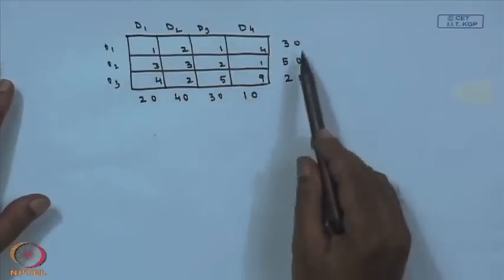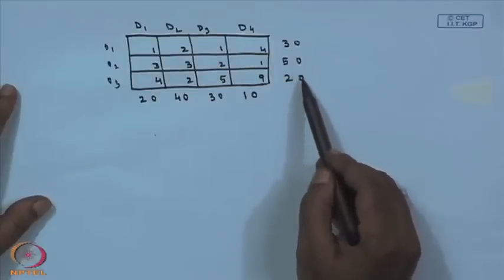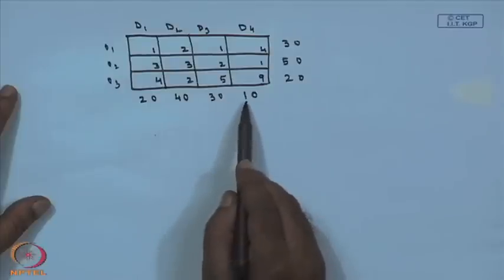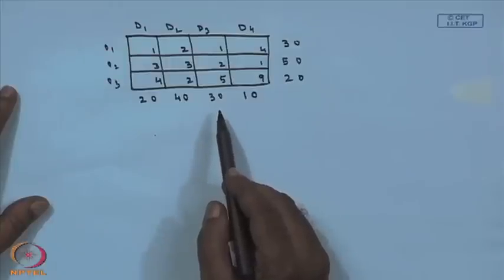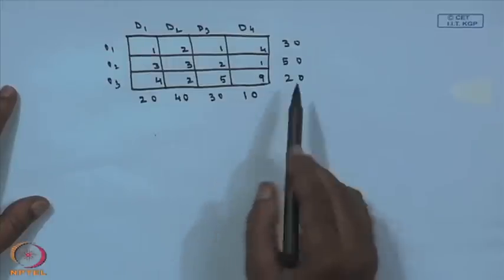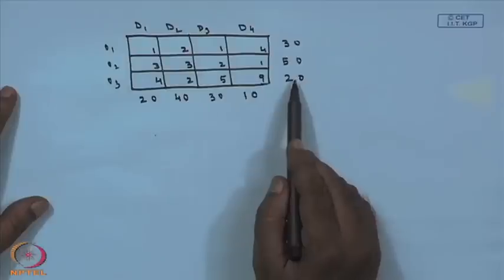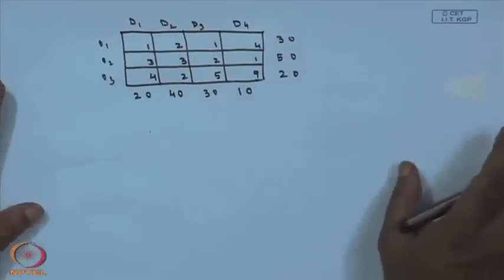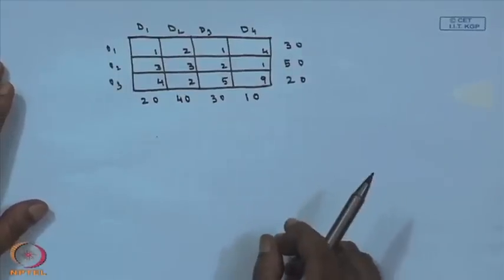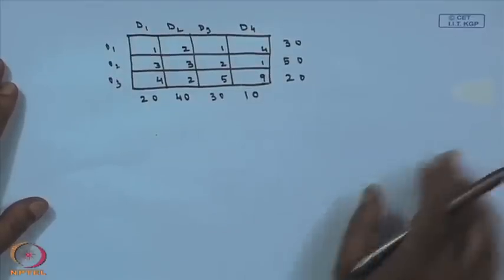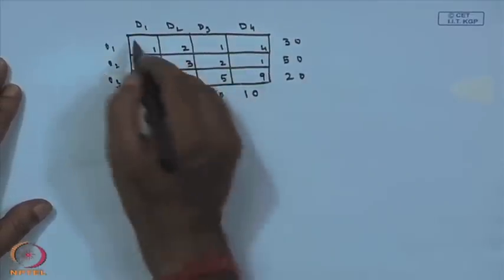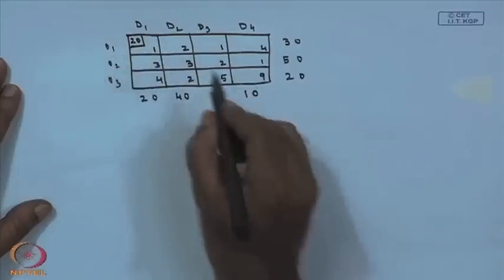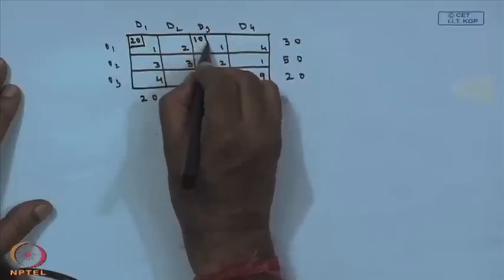If you see, the sum of the availabilities is 100, 30 plus 50 plus 20, whereas the sum of the demands, 20 plus 40 plus 30 plus 10, is also 100. So, total demand is equal to total availability, and the problem is a balanced transportation problem. Using different methods like VAM, as we have discussed earlier, we can find the initial basic feasible solution. I am not discussing that at present. So, I am writing what the initial basic feasible solution of this problem is.